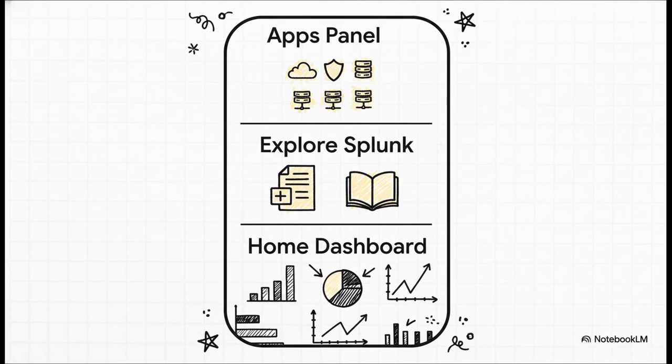The home screen itself is broken down into a few key spots. You've got the Apps panel, which shows you all your installed applications, things like specialized dashboards for security or web analytics. The Explore Splunk section gives you some handy quick links. And the main home dashboard, that's where you can pin your own custom visualizations for those really critical at-a-glance insights.